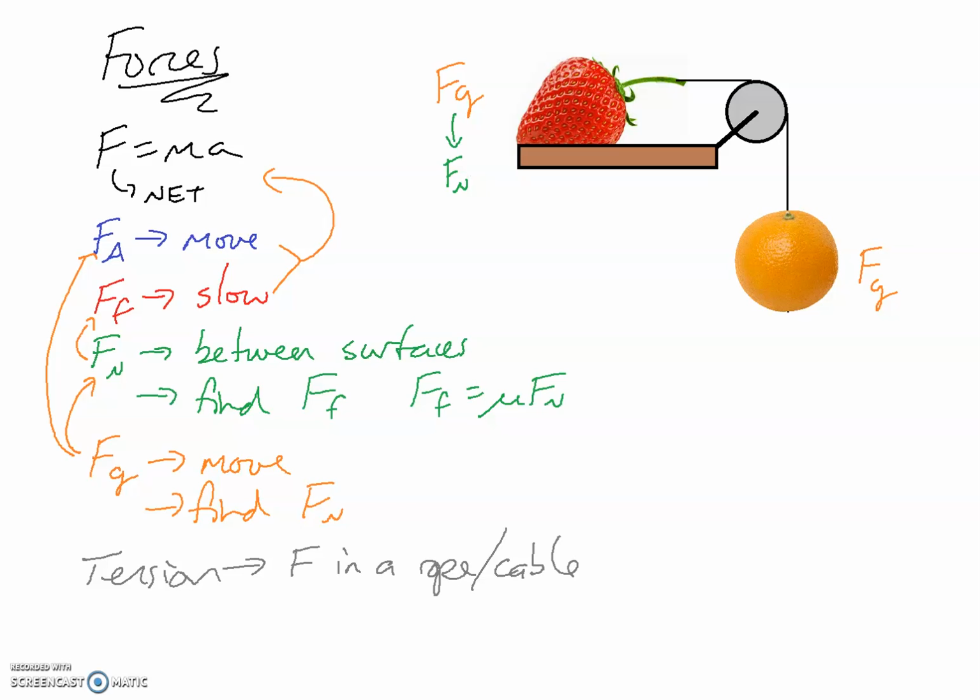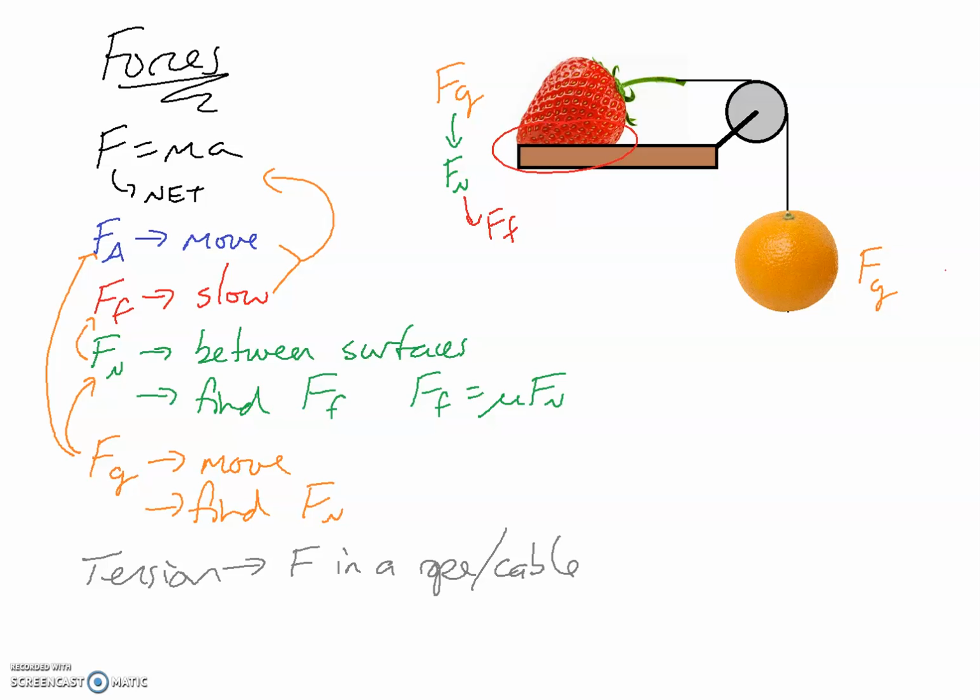And that Fn could then be used to find the force of friction between the strawberry and the table. The orange obviously doesn't have any friction because it's not actually sitting on anything. So in that case, you get the force of gravity would find the Fn. The Fn could be used to find the friction for the strawberry.